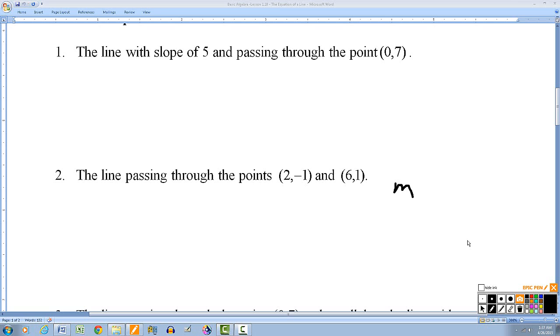M is going to equal, so on top, this is the first point and then this is the second point. So the difference in the y, so it'd be 1 minus a minus 1. That's positive 2. The minus 1 becomes a 2. And then in the bottom, I'm going to have the difference in the x's, so it'll be 6 minus 2. That'll be 4. Reduce it, so I get the slope to be 1/2.